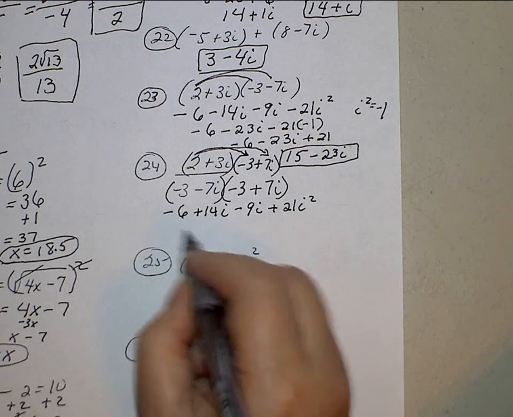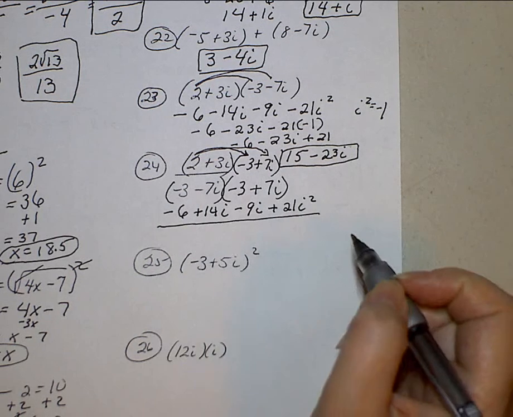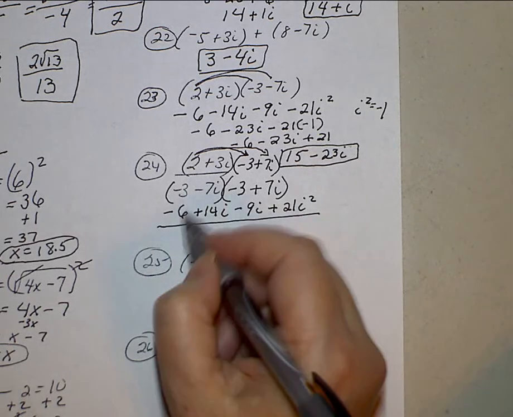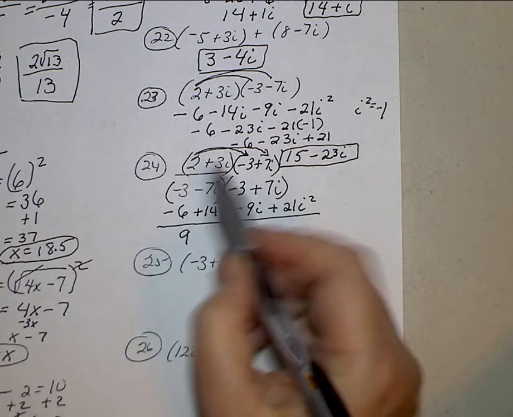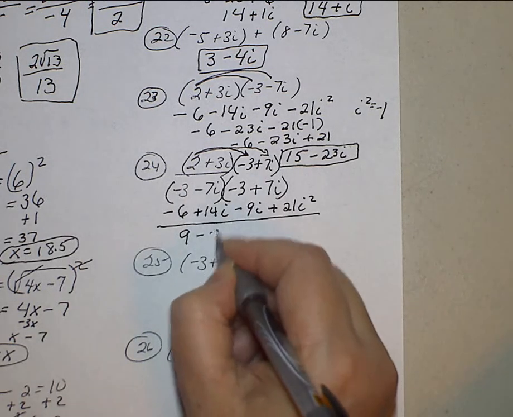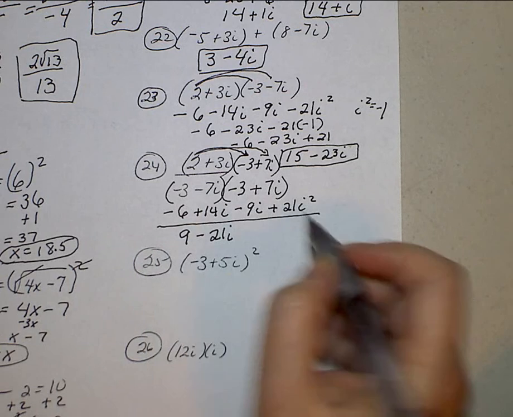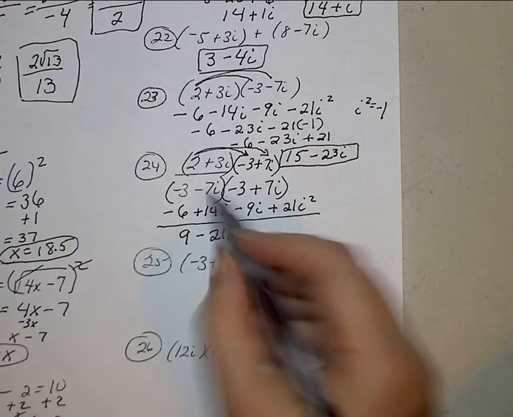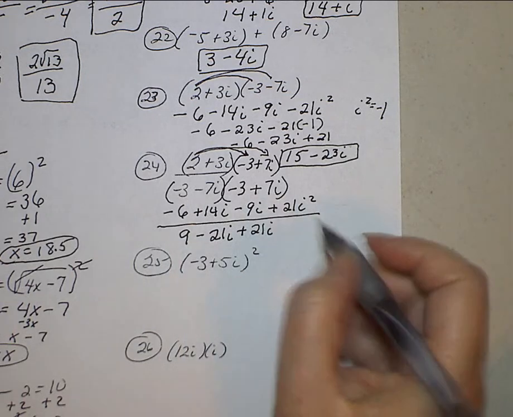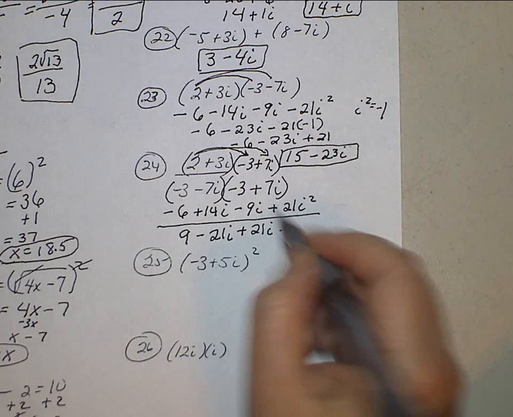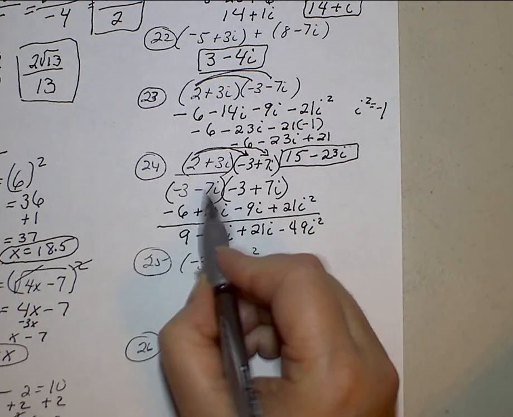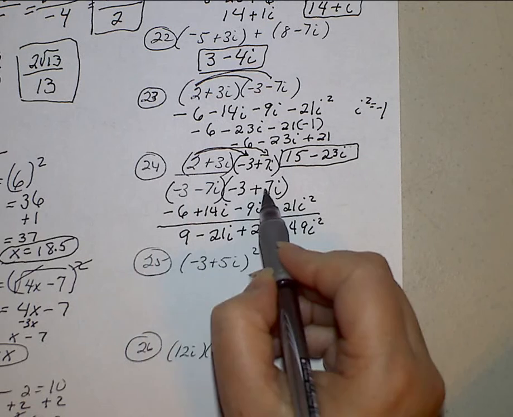On the bottom, let's FOIL it out just to show you. We have negative 3 times negative 3 is 9. Negative 3 times my 7i is a negative 21i. Negative 7i and a negative 3 is a positive 21i. Negative and a positive is a negative. 7 times 7 is 49. i times i is i squared. So negative 7i times 7i is negative 49i squared.